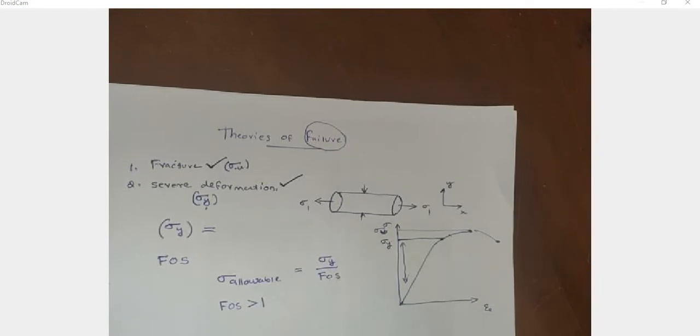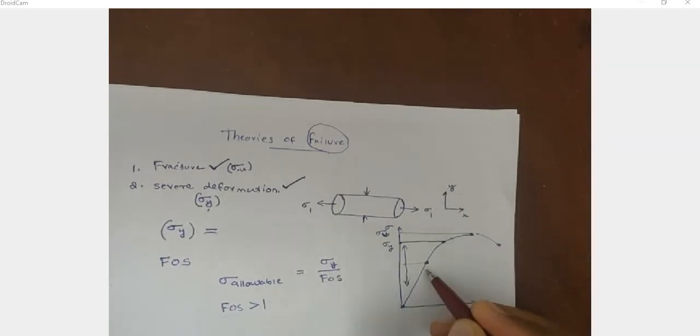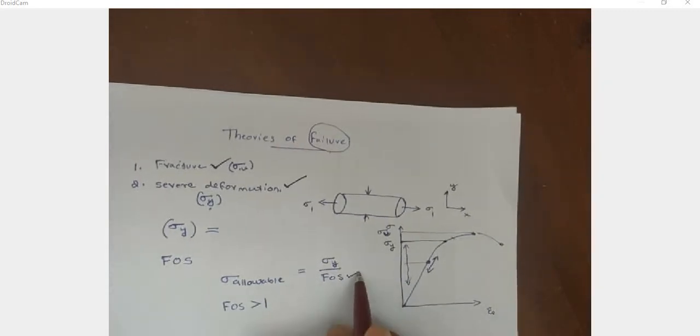It will always be less than sigma y, or we can say sigma allowable will be somewhere below sigma y, maybe here. So we design based on this point. If any uncertain load is developed, like wind or earthquake, it may only cross this point, but it will not cross the sigma y point. So we can ensure the safety of the structural member by considering the factor of safety.